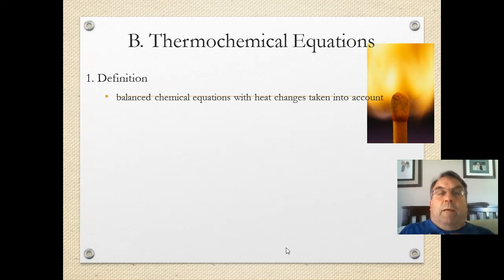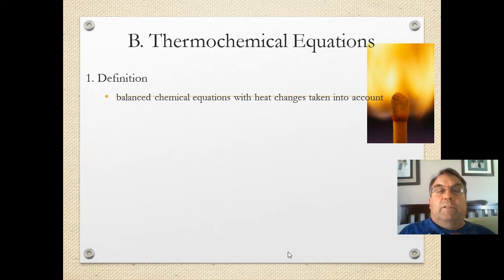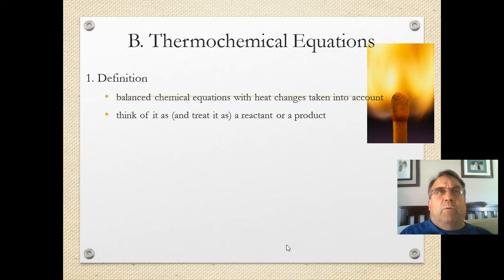The last part of thermochemistry that we're going to be concerning ourselves with are thermochemical equations, which are basically balanced equations with heat taken into account. So you can think of heat as either a reactant or a product. And which side we put the heat on will depend on whether it's endo or exothermic. As I talk through the next couple of definitions, you might be thinking to yourself, if it's endothermic, would I put it as a reactant or a product? And if it's exothermic, would I put it as a reactant or a product? Heat, that is.